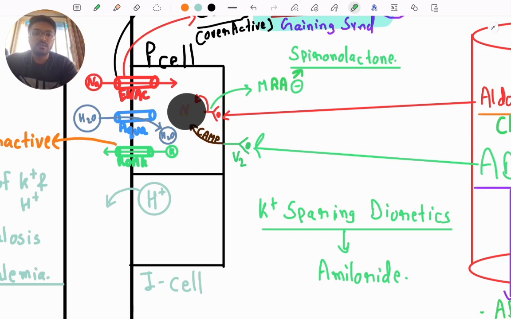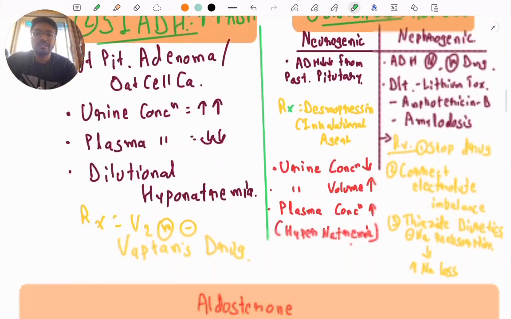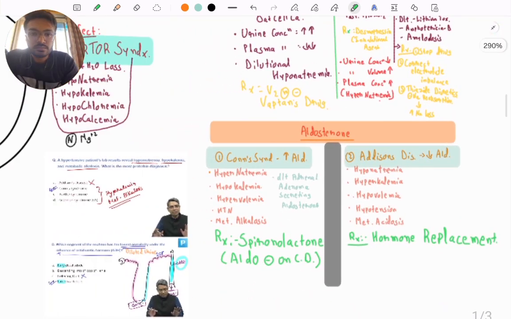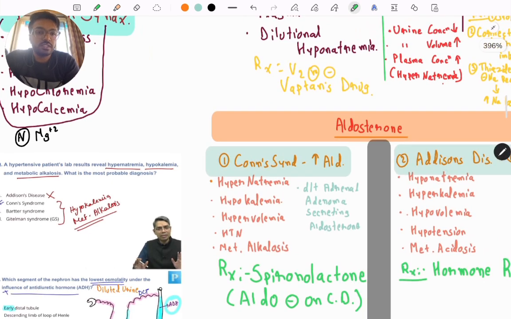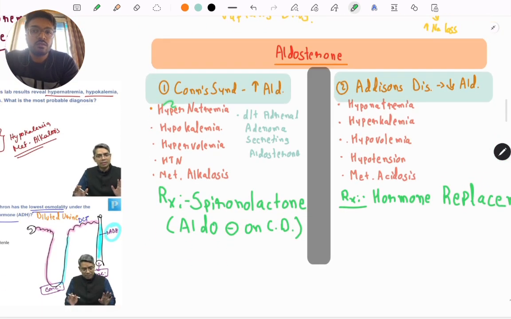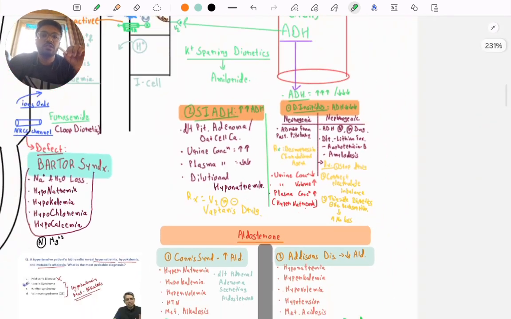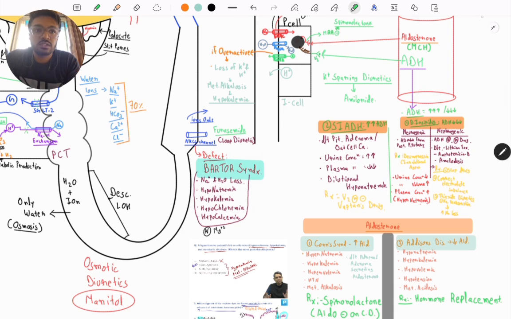Then, what if this aldosterone gets too low, as in Addison's disease? This will lead to the opposite of what was there in Conn syndrome. We had hypernatremia there because of more aldosterone. So here there is less aldosterone, less sodium reabsorption, more potassium excretion, less volume, less blood pressure, and metabolic acidosis, because less sodium is getting taken in, so less hydrogen is getting excreted out. So more hydrogen in the blood will give us metabolic acidosis.